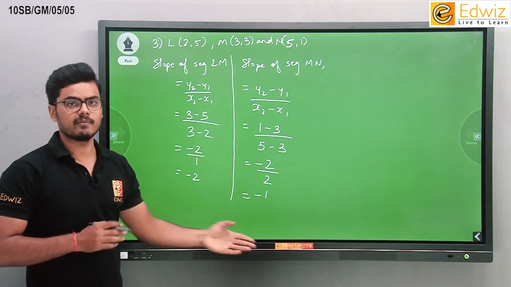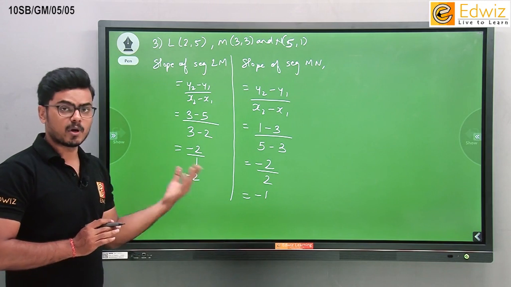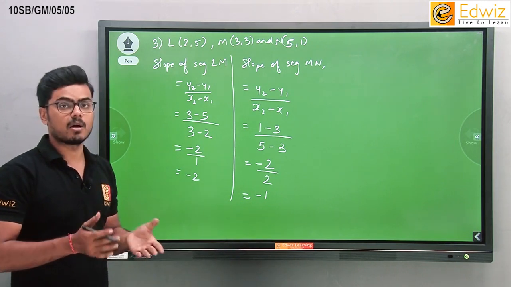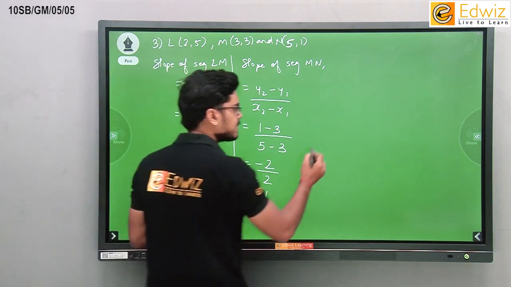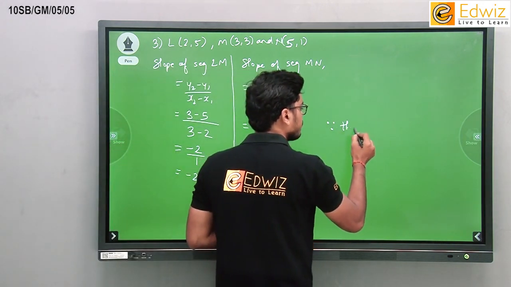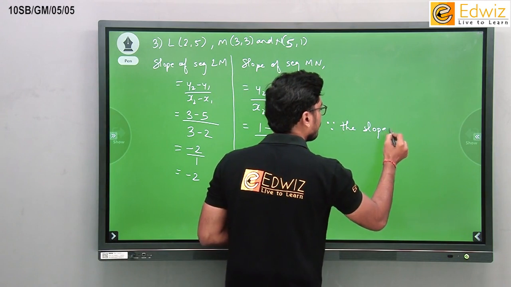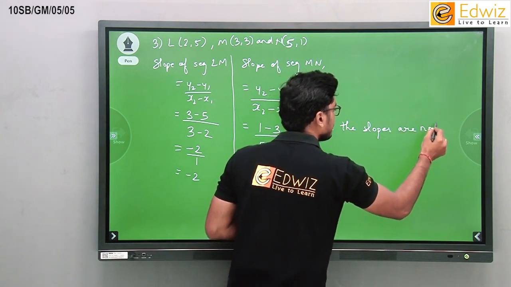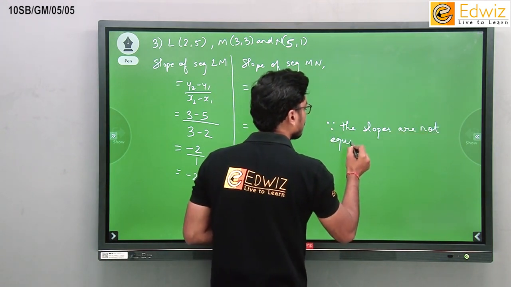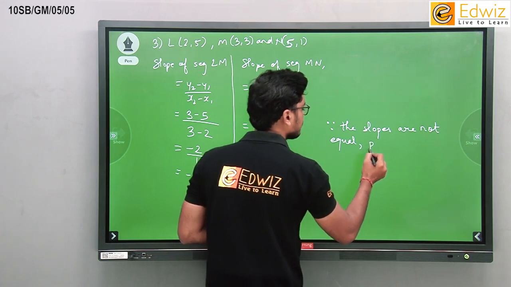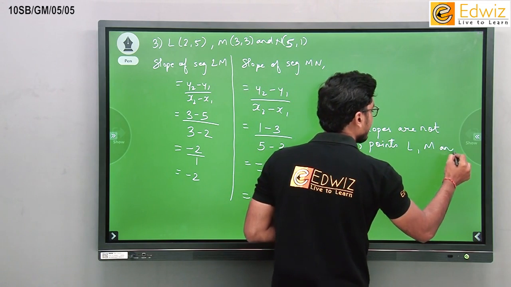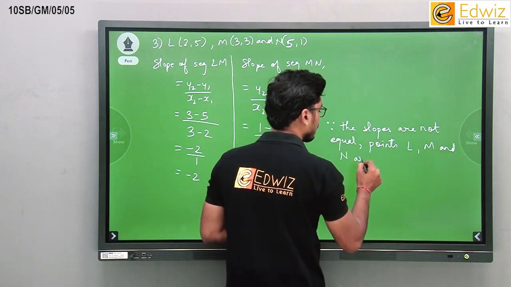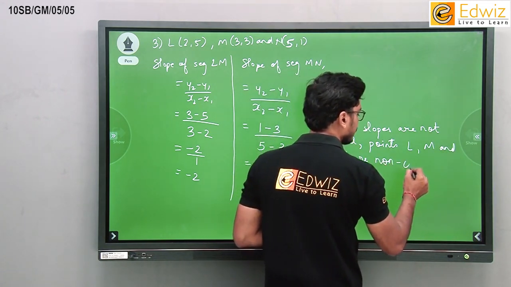In this step itself, we can say that the points given to us in the question are not collinear because the slopes are different. Okay, since the slopes are not equal, points L, M and N are non-collinear.